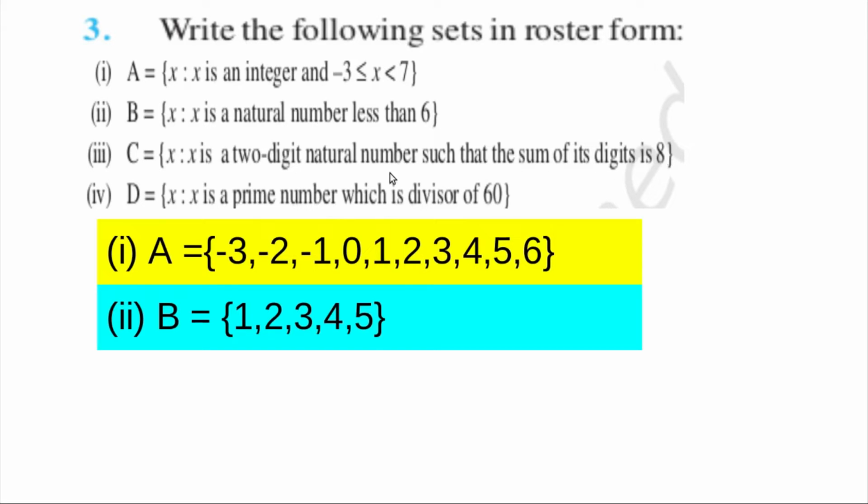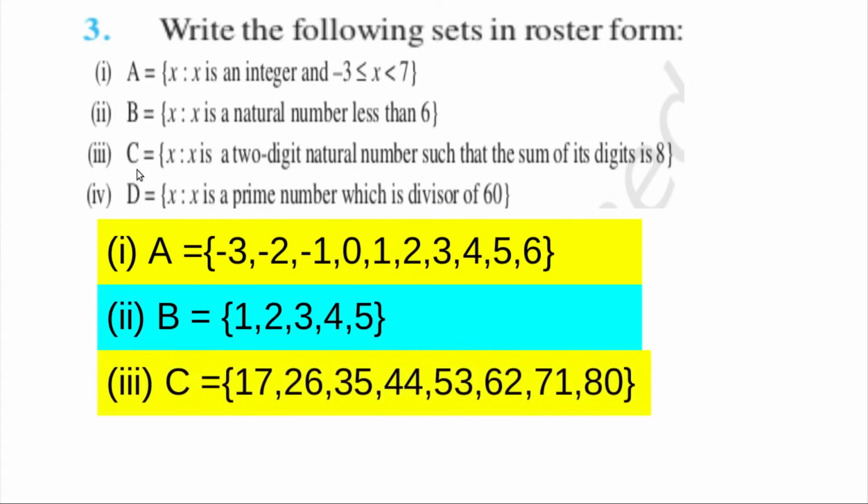Therefore, between 10 and 20, we can see that there is the number 17. 1 plus 7, that is 8. Therefore, the first number is 17. Now, between 20 and 30, we can take 26. 26 has 2 digits, 2 and 6. 2 plus 6, that is 8. Therefore, 26 is the second element.